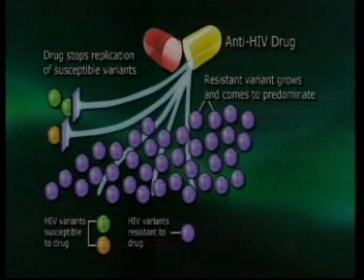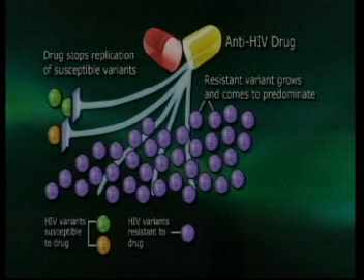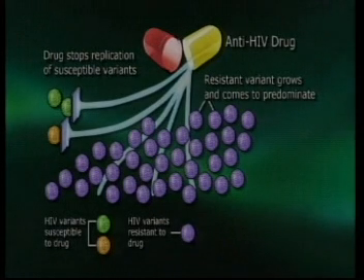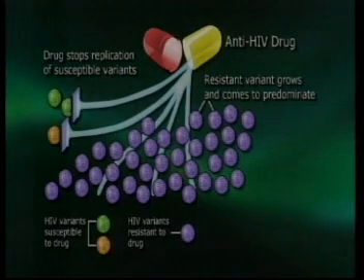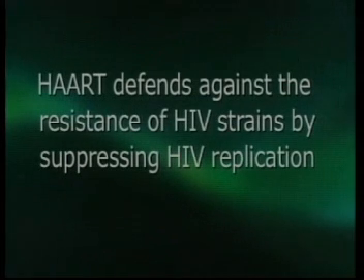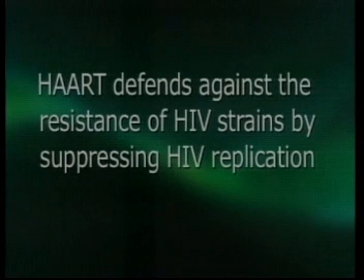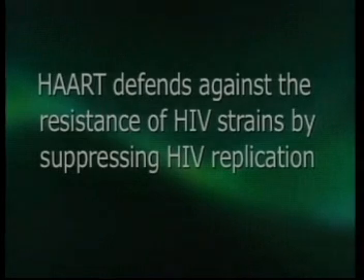When antiretroviral drugs are used improperly, the superior strains of the HIV virus quickly dominate the cell. If the drugs are consistently misused, mutated HIV strains form a resistance to the drugs. HAART works by defending against the increased resistance of HIV strains. It does this by suppressing HIV replication as much as possible.